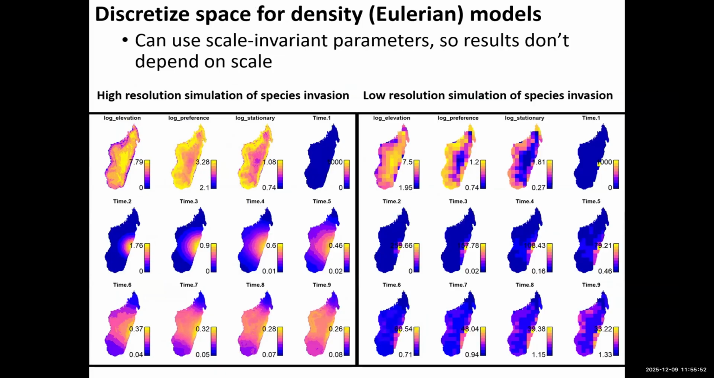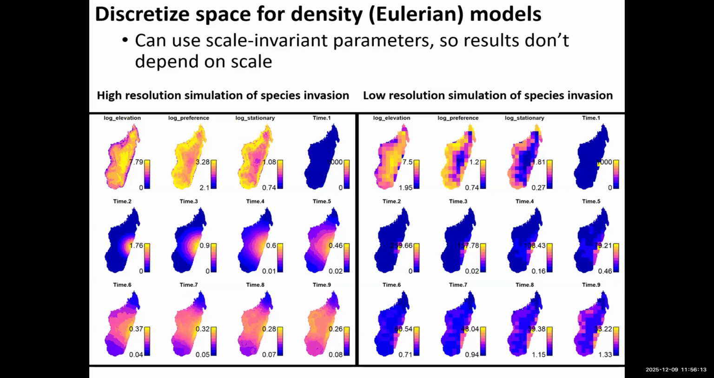Here I'm showing a hypothetical example with log elevation in Madagascar, made up log preference for a hypothetical animal that prefers intermediate elevation, calculating the log stationary distribution, and then 9 times after hypothetical release.